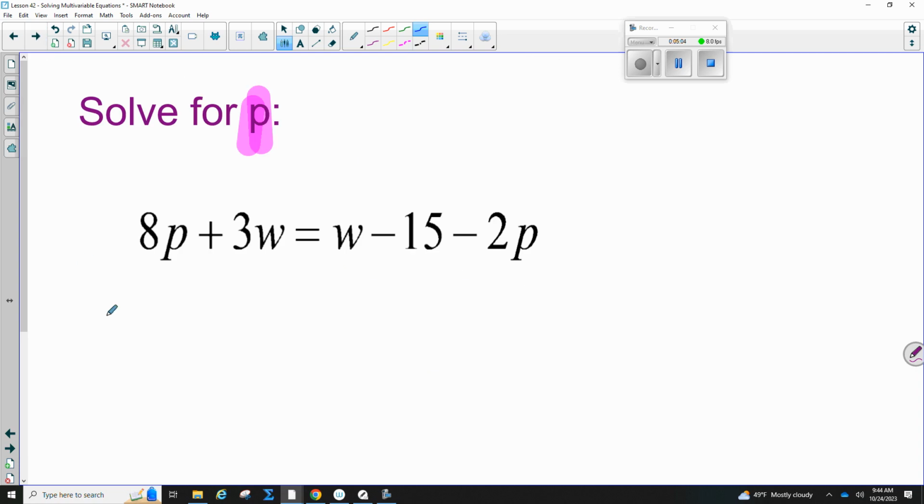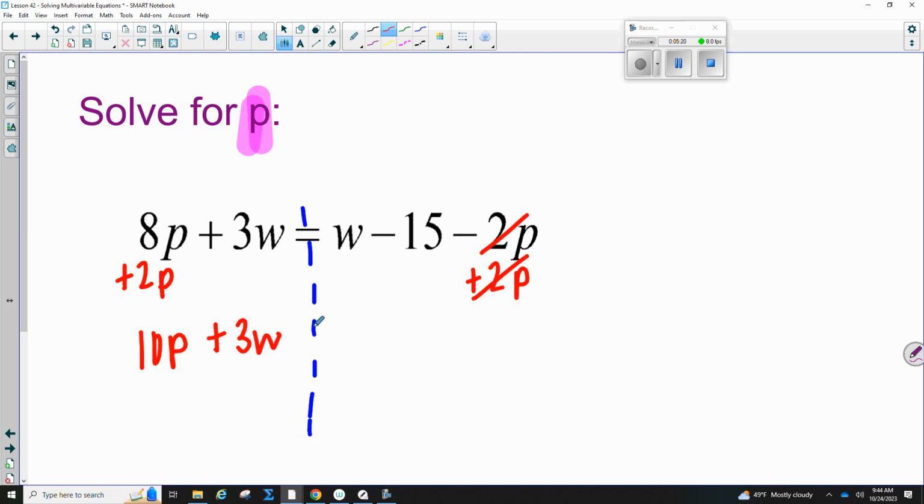All right, you guys can just watch this one. Don't write it down. Just watch as I do this one quickly. So I want to get all my p's on one side. So I'm going to add 2p over here. Cancel out. 8p plus 2p is 10p. I'm going to rewrite what I've got left.